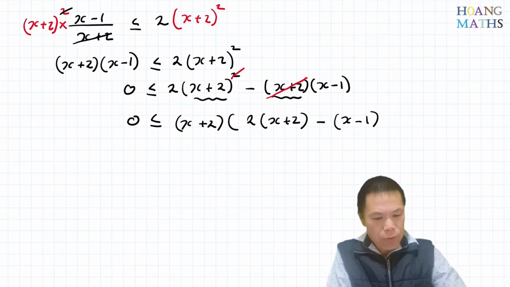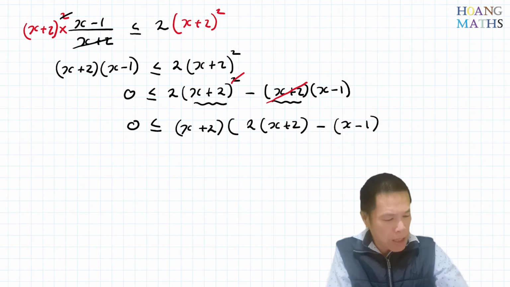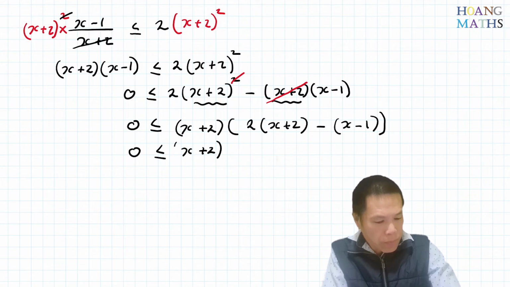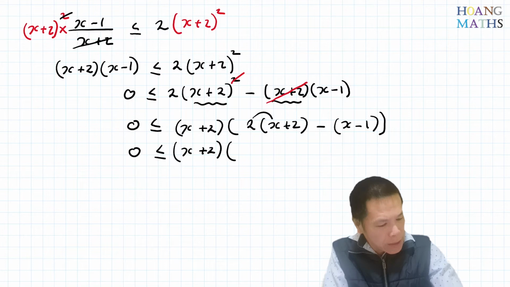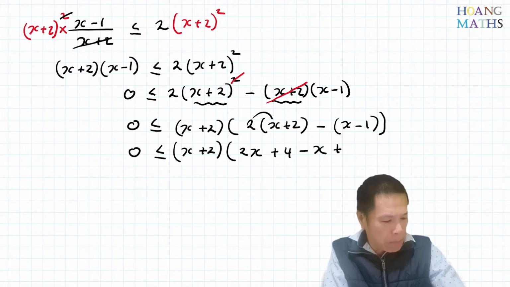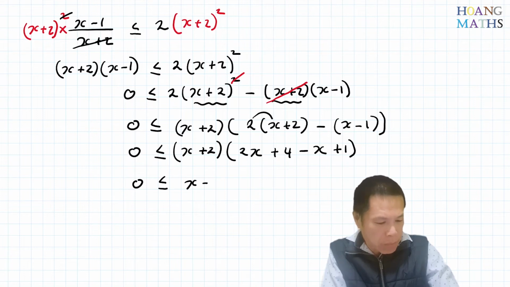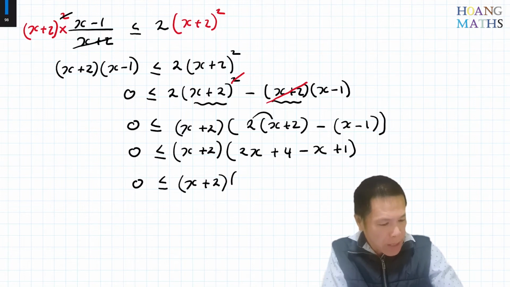So now, I just simplify further, but don't forget the bracket here. So that gives me 0, so x plus 2, and we have 2x. I just expand this out first. Okay, 2x plus 4. And negative 1 times x is negative x, and then plus 1. And now, I just simplify a bit further. So x plus 2 here, and then 2x minus x is x, and then 4 plus 1 is 5.